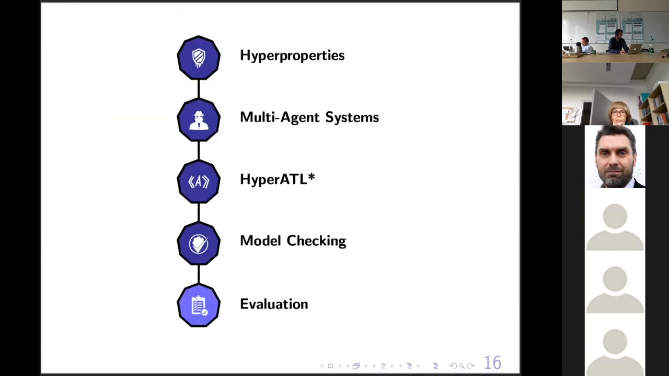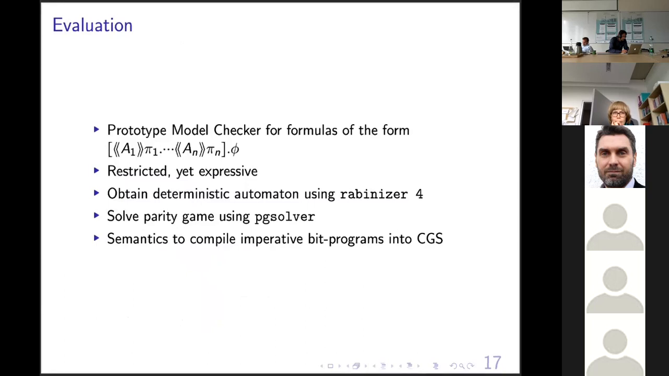Okay. Now the last thing, what we've done is we've evaluated and implemented a prototype model checker for our logic. And as our lower bound already suggests, model checking of the entire logic is just not possible in practice, because as soon as we have a lot of quantifiers and in particular many quantifier alternations, model checking becomes just too expensive to be viable on reasonably sized systems. So instead, what we focus on is a fragment of hyper ATL star that we call the self-composed fragment that can be checked efficiently. So this is a restricted fragment of this logic, but it is yet expressive.